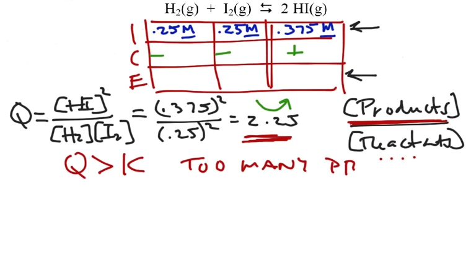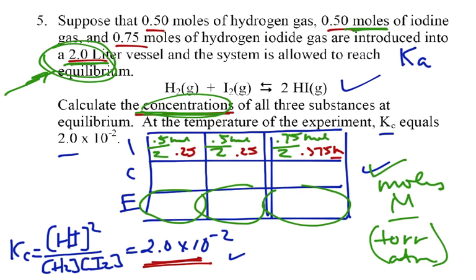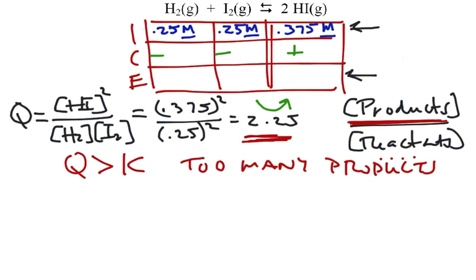Now if I had substituted in my values and I had gotten 0.02, 2 times 10 to the minus 2, then that means I'm already at equilibrium. But here I have too many products, so what can I do? I can shift from my products to my reactants, so I'm actually going to go from right to left. So I'm going to shift this way. My squiggly arrow I had was actually the wrong direction, so I'm going to go that way.